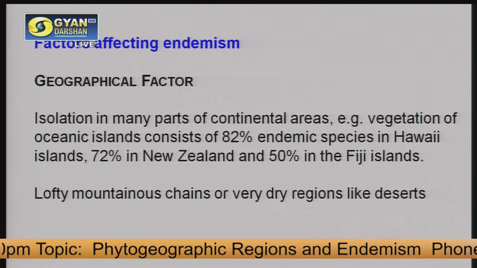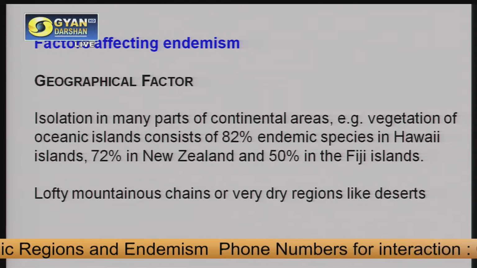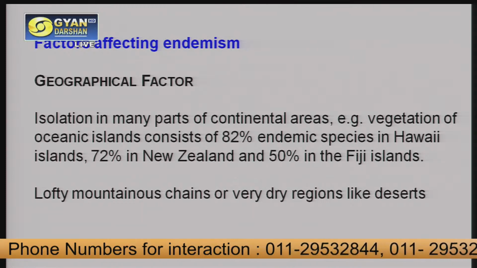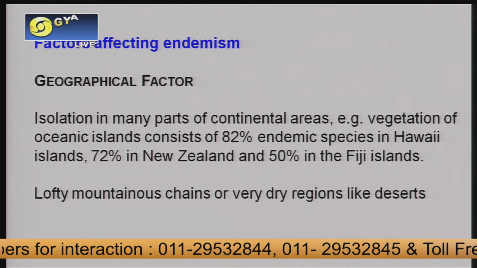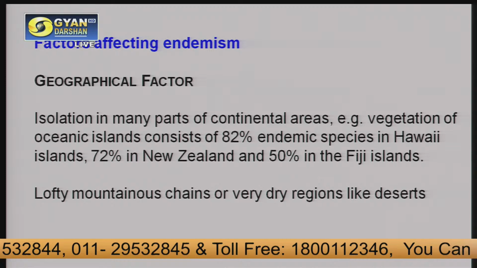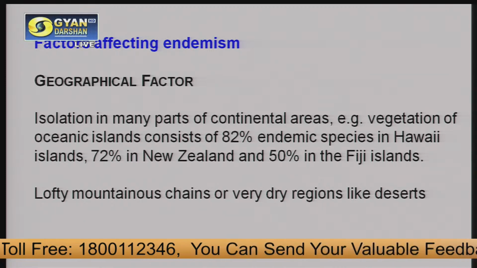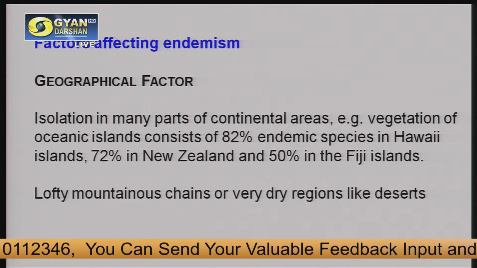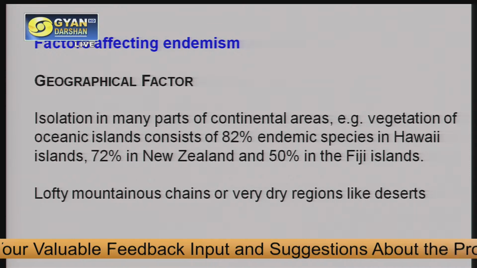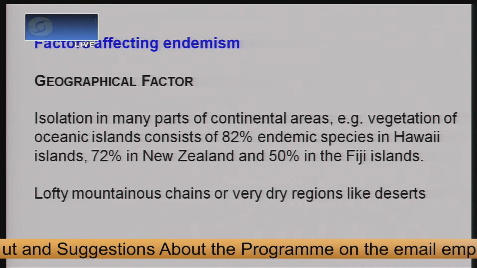Very simple. One is the geographical factor. Why are they endemic? Why are they confined? Because they cannot migrate. Why can they not migrate? Because there are some geographical barriers. Like in the north you have the Himalayas. In the south you have so many oceans, the Indian Ocean, the Arabian Sea. We also have the Bay of Bengal. So oceans, seas, deserts. That is the beauty of India, that you have almost everything in India.